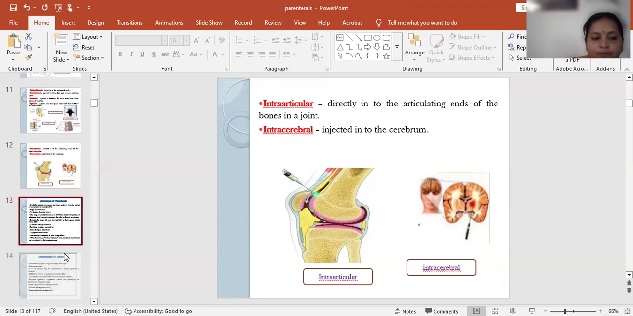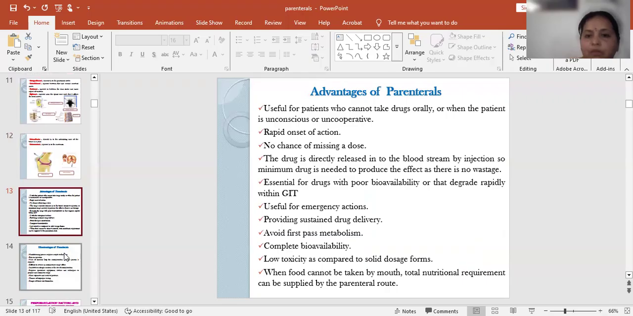And next, advantages of the parenterals. They are useful for patients who cannot take drugs orally, and especially for patients who are unconscious and uncooperative. And next, parenterals have a rapid onset of action and no chance of a missed dose. So the drug is directly released into the bloodstream by injection. So the minimum drug is needed to produce the effect and there is no wastage. So that is very helpful to patients for the parenterals.